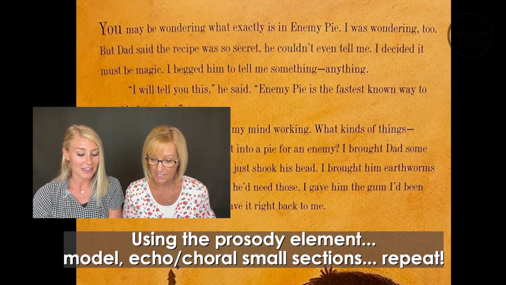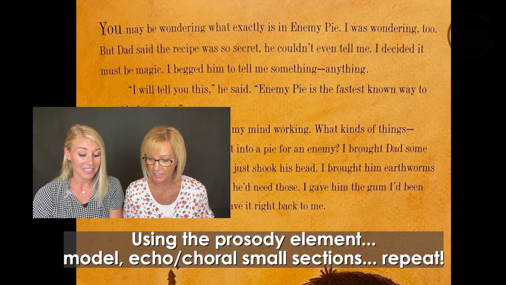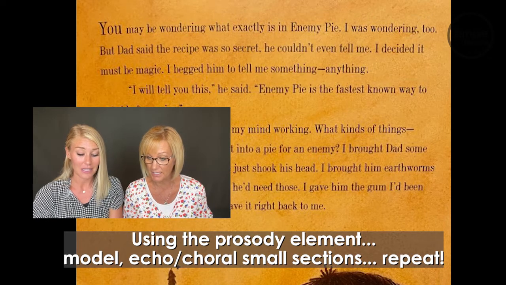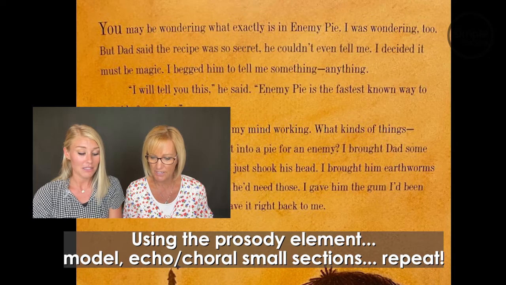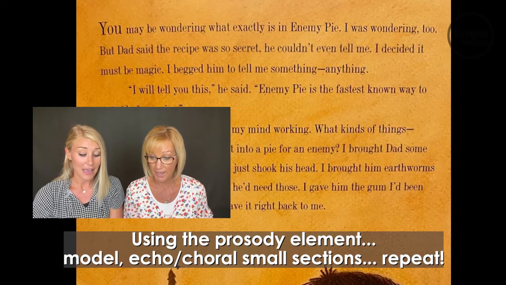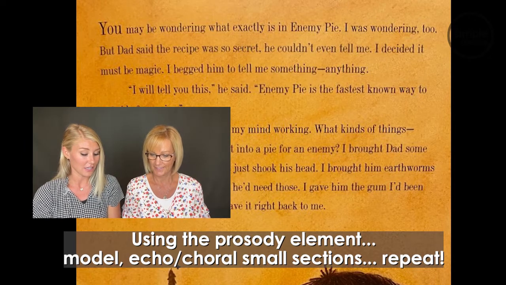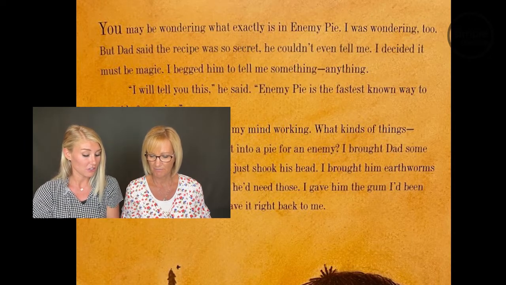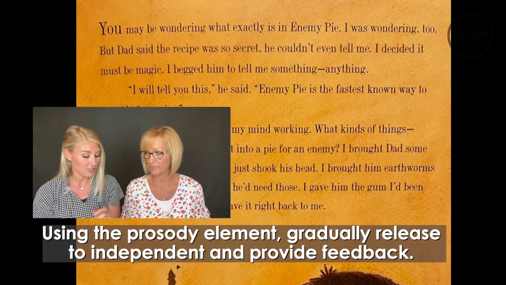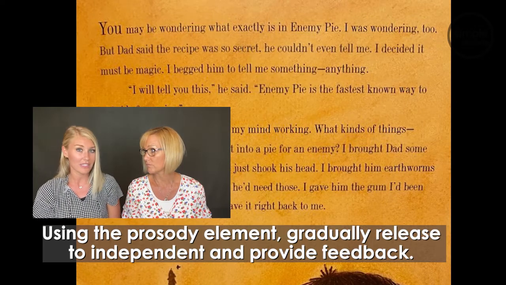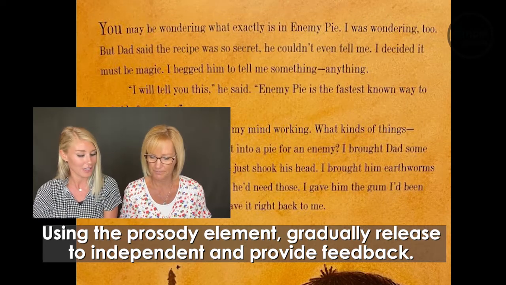But Dad said the recipe was so secret, he couldn't even tell me. I decided it must be magic. I begged him to tell me something, anything. Well done. I want you to continue reading and pay attention to where some volume and stress or intonation needs added. Okay. So go ahead.